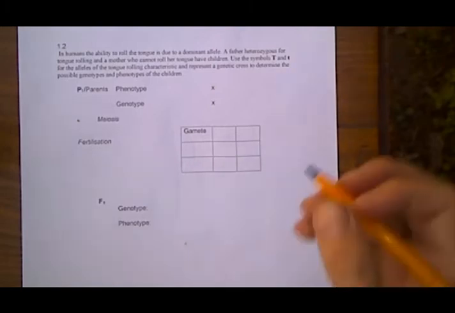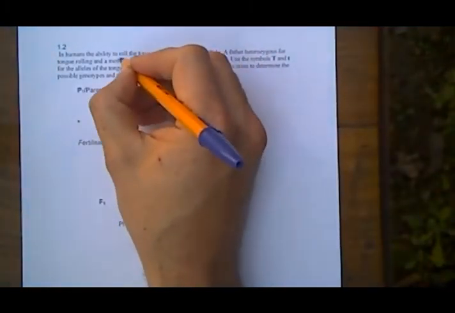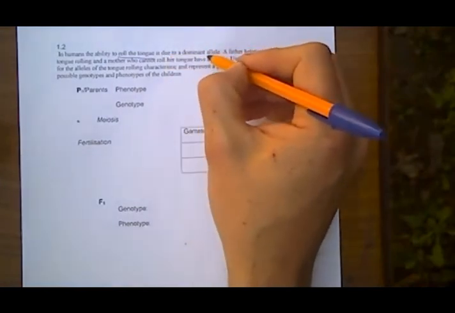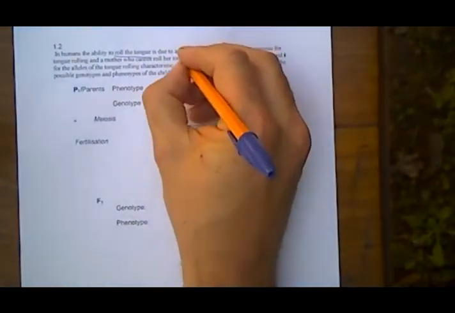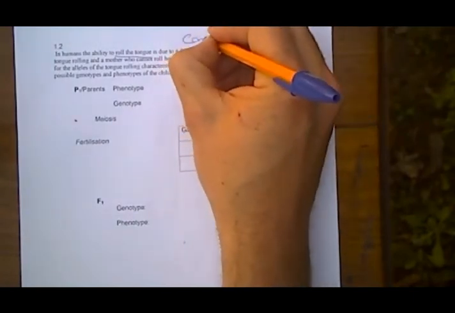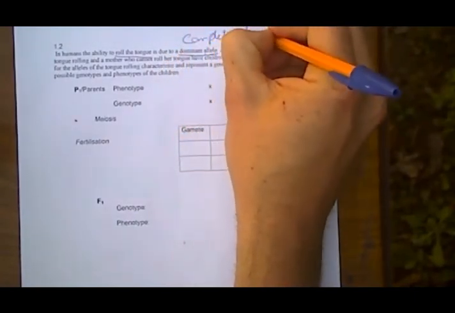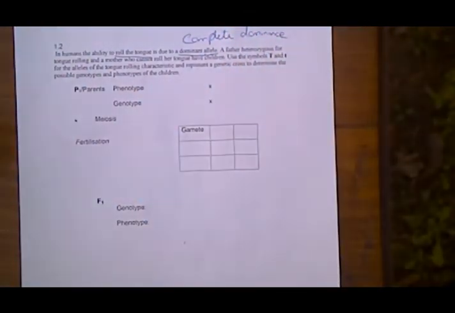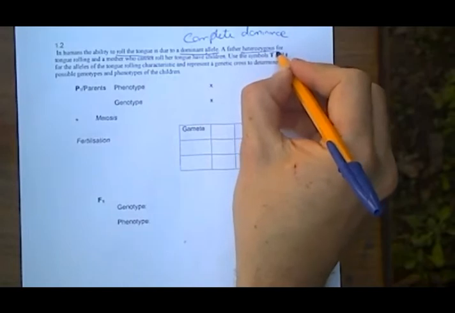Next one is a common one we find when they have a human example. So in humans, the ability to roll the tongue is due to a dominant allele. A father heterozygous. Okay, so you're either a tongue roller, so you can roll your tongue, or you can't. In my case, I can't roll my tongue, but most of you should be able to roll your tongues. Is due to a dominant allele. So the moment you hear dominant allele, you know this is complete dominance.